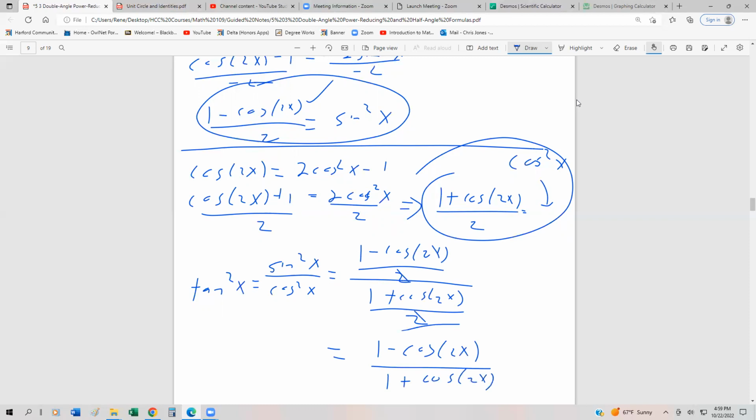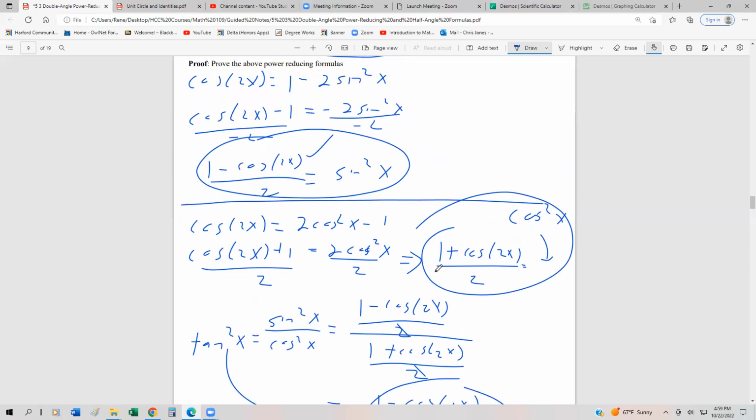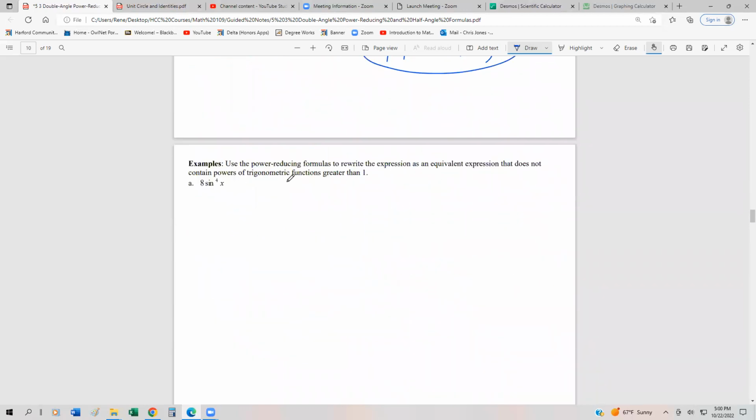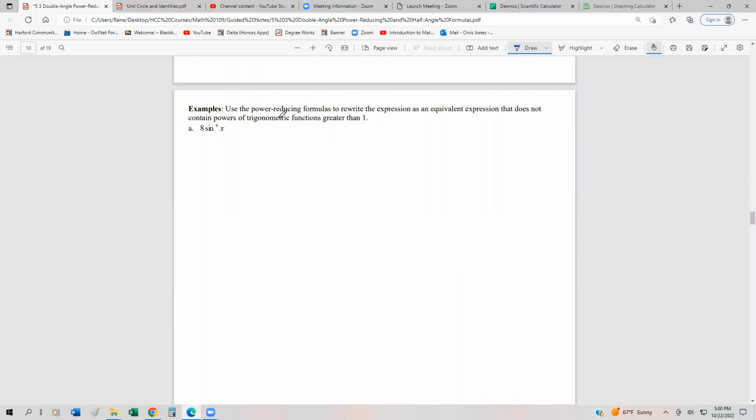Okay, so easy enough, right? That's our tangent square formula. So that's how we can prove all of these. None of them are particularly difficult to prove, okay? Now, let's see these in action, okay? This is a pretty common sort of thing that we'd have to do in a course like Calculus 2 to be able to evaluate some higher level sorts of things.